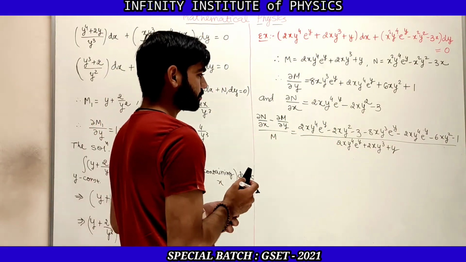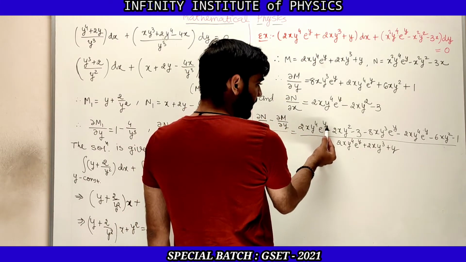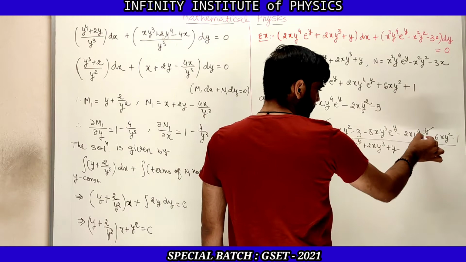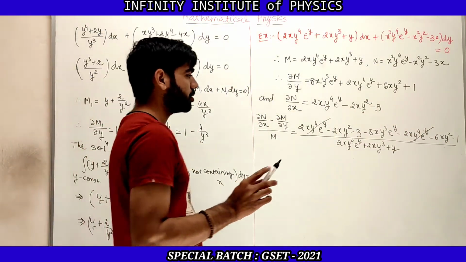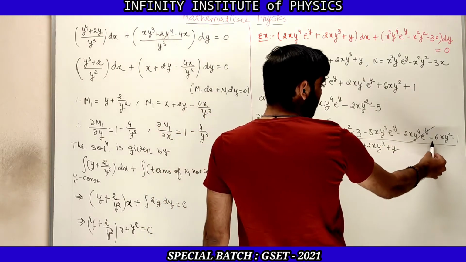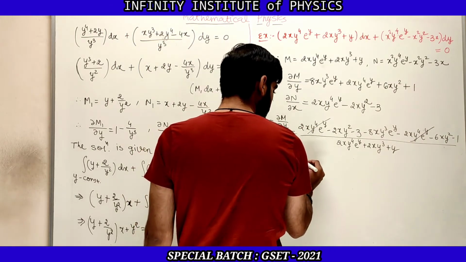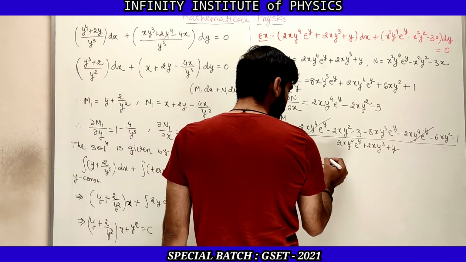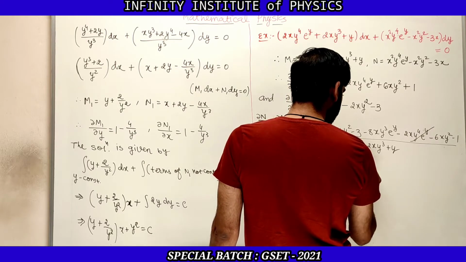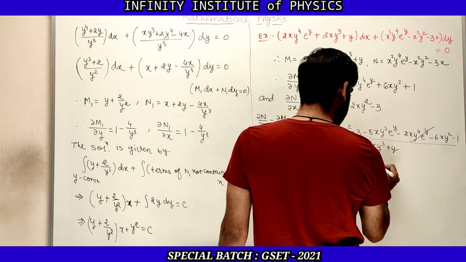Now we have 2x y raised to 4 e raised to y, and here we have 2x y raised to 4 e raised to y, so one is positive, one is negative, so these two cancel out. Now this is minus 2xy square, this is minus 6xy square, so it will be minus 8xy square. Now this is minus 8xy cube e raised to y, and the remaining terms minus 3 minus 1 will be minus 4.